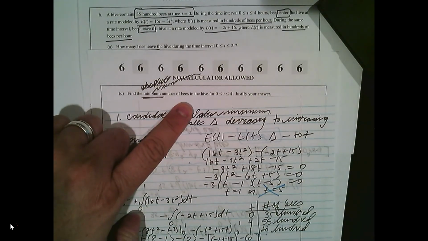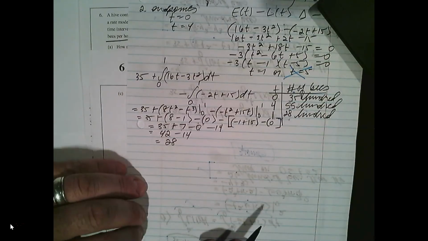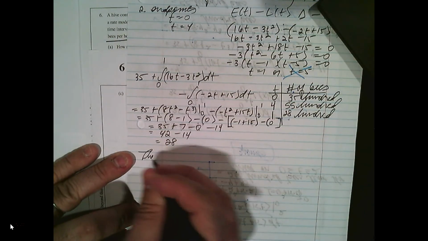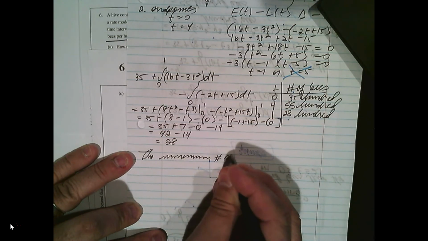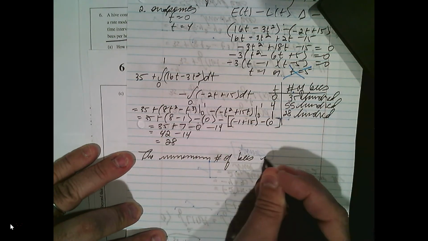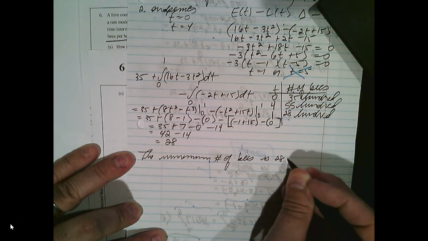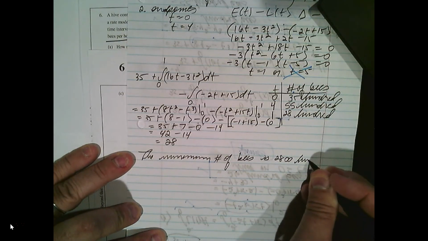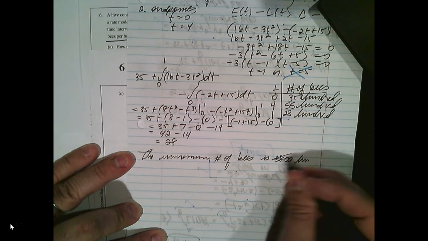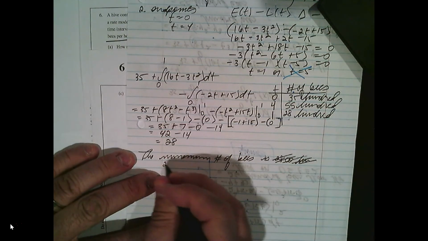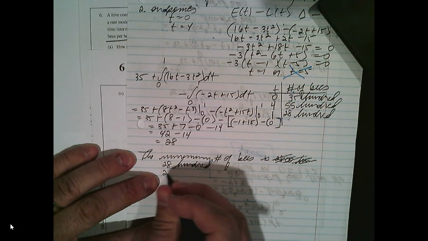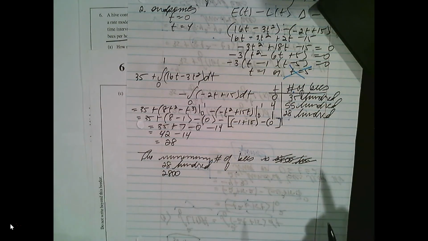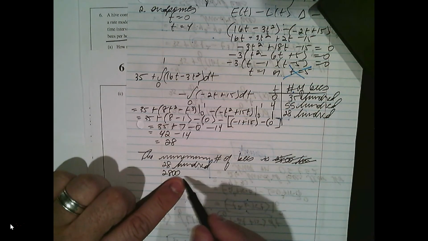The question that we were trying to answer was, just want to make sure we get this right, find the minimum number of bees in the hive. So answer the question. The minimum number of bees is 2,800. Oh, my bad. You see what I did there? 2,800, but not 2,800,100, which was the mistake I was making over there.